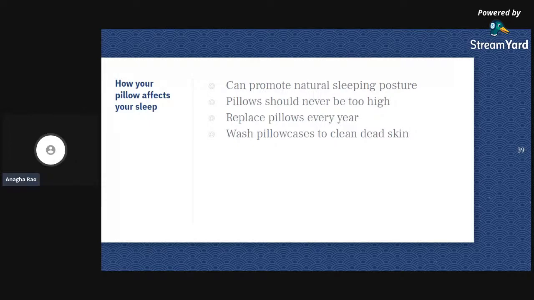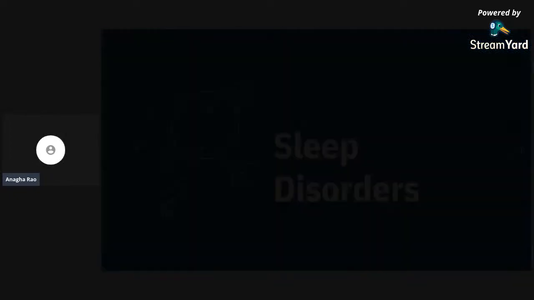It's important to replace pillows approximately every year or when they become lumpy or shapeless. Some experts recommend that we wash pillows regularly, approximately once a month, to clean out any dead skin. So, when I was talking about posture, some experts also recommend that when you sleep, you should sleep either on your back or to the side. It's not good to sleep on your stomach because this can promote poor posture in your back.